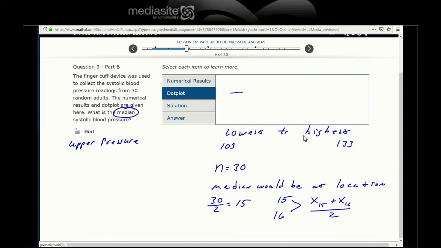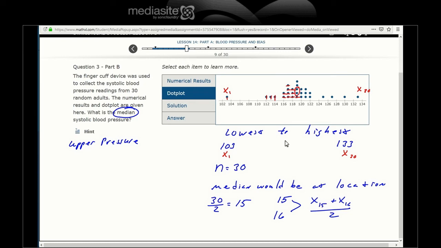Now, they gave us a dot plot, which is in order from lowest to highest. 103 would be the first position, and 133 would be the 30th position. So let's look at what's 15 and 16. Let's count them. 1, 2, 3, 4, 5, 6, 7, 8, 9, 10, 11, 12, 13, 14, 15, 16.